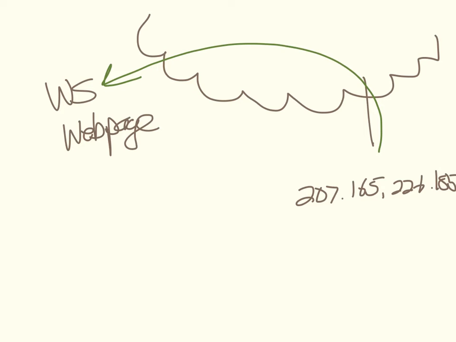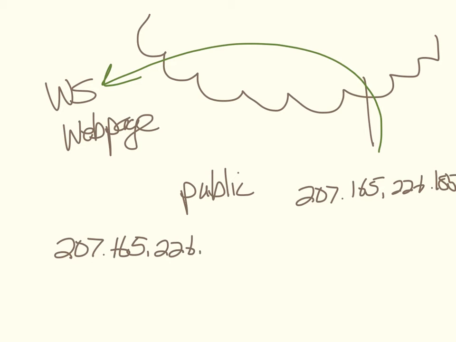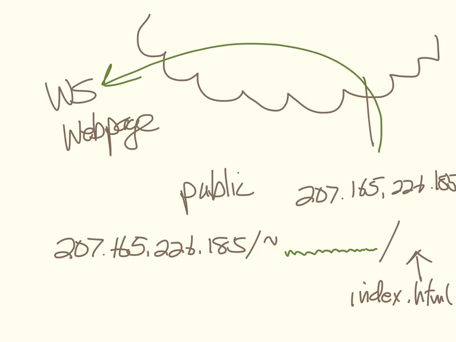Okay. Now, if you want the public to see your page, they could access it using the public IP address 207.165.226.185/ followed by a tilde, your last name, first initial, slash, and then that should cause your index.html file to show up, as long as it's in the public_html directory on your site. More on that this coming week. That's it.